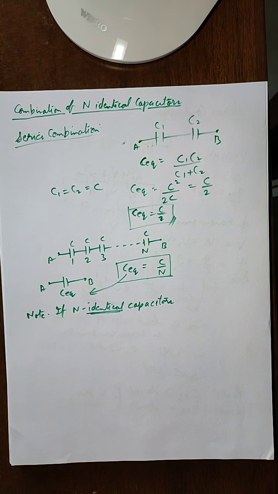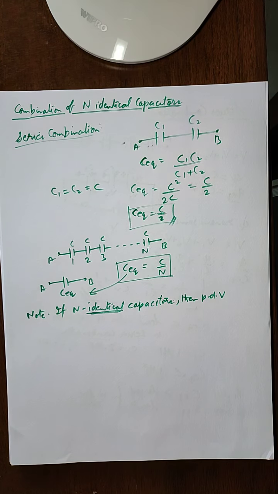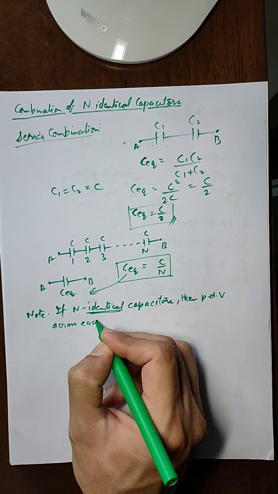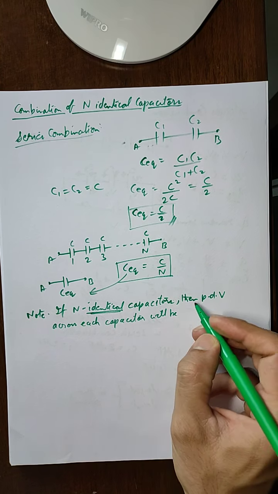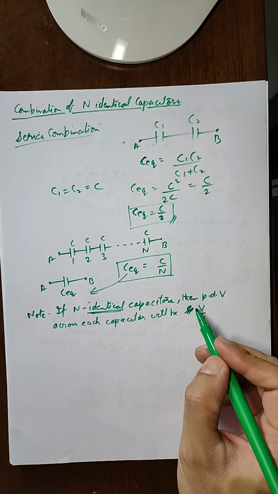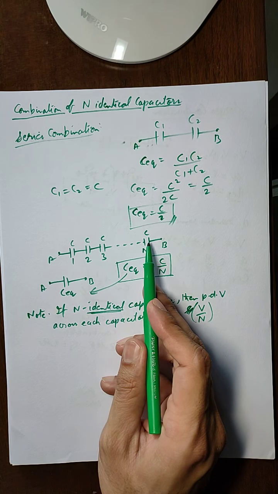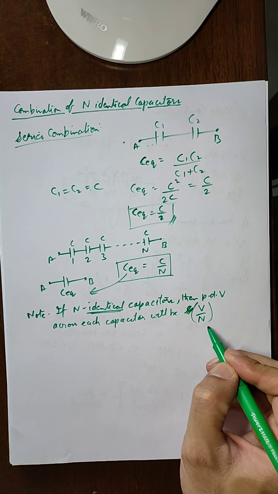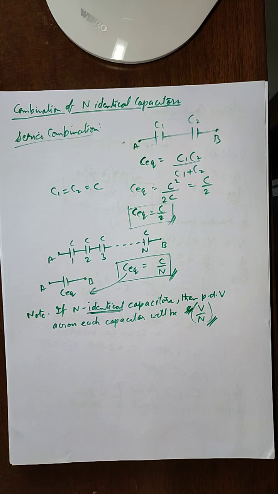then the potential difference V across each capacitor will be equal to V by n, because the total potential difference of the battery, which is V, is divided equally between all the capacitors. That means the potential difference across any one capacitor will be equal to V by n. So this is also an important thing. Both of these expressions are important and always keep them in your mind.